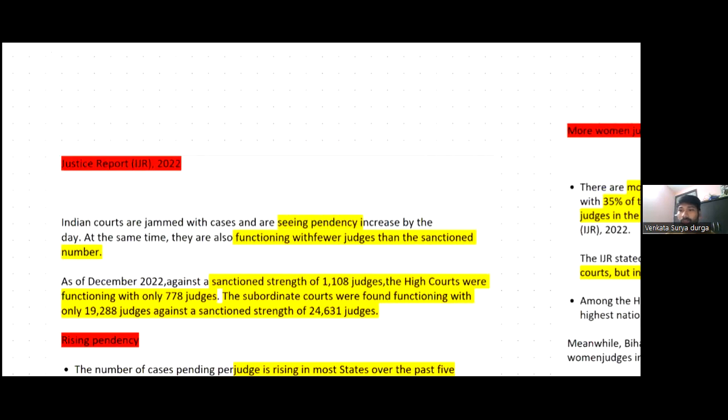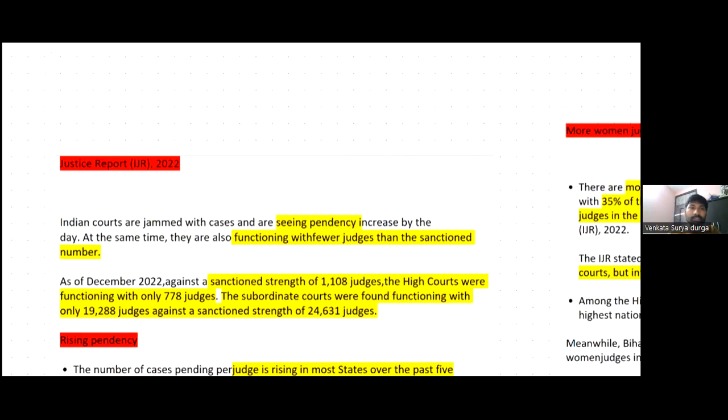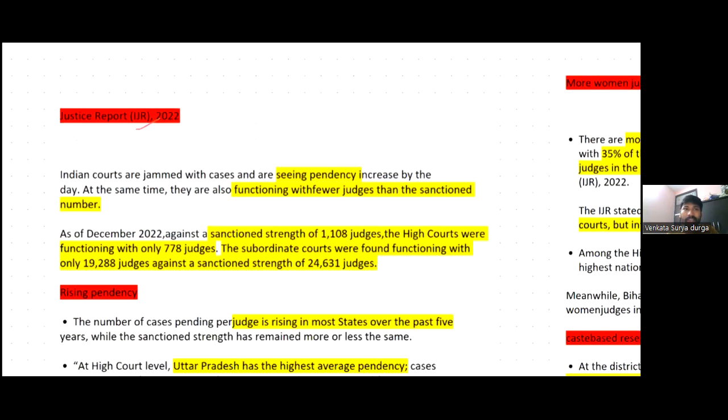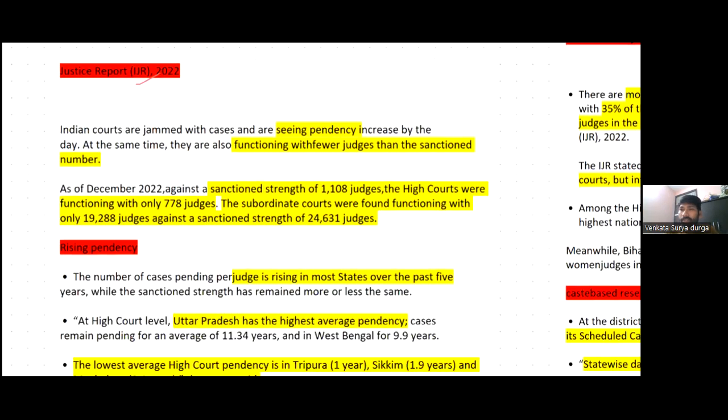The India Justice Report 2022 has come out with a comprehensive report on judicial vacancies and the number of pending cases. It says that courts are jammed with pending cases, and at the same time, the courts are functioning with far fewer judges than the sanctioned strength.